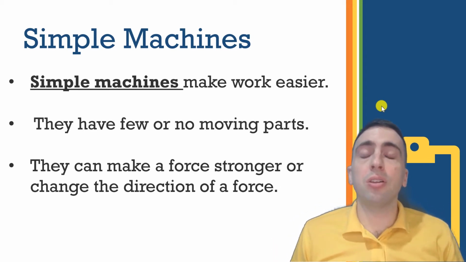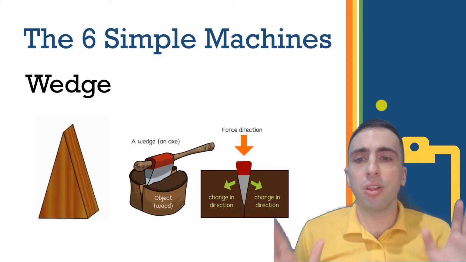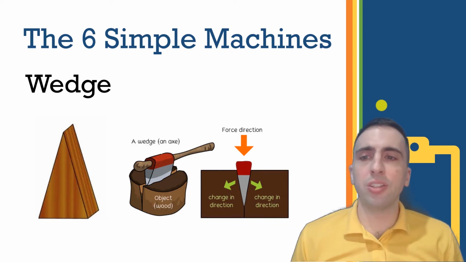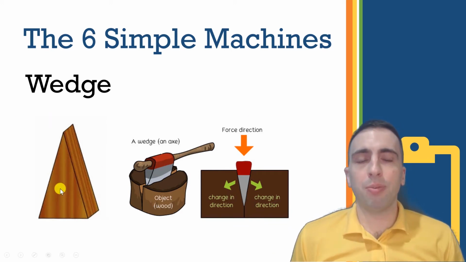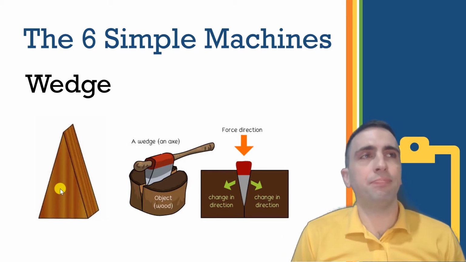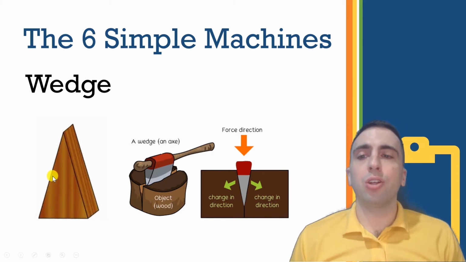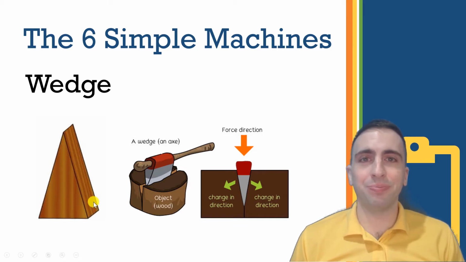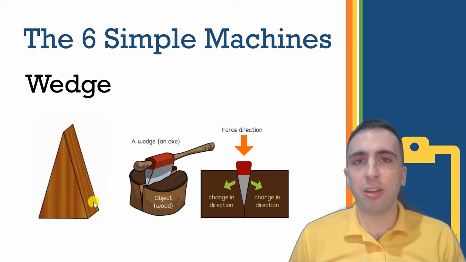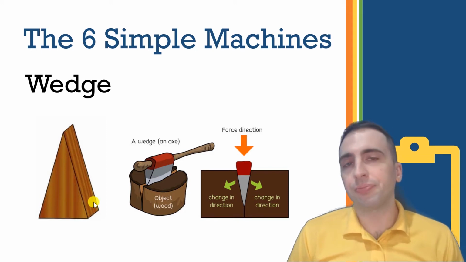Okay, so let's get started looking at the 6 simple machines. First is the wedge. Do you recognize this shape from one of our earlier science lessons? Let me think. It looks to me like a triangular prism. Do you remember the triangular prism from our light lesson? We could shine a light through a triangular prism and a rainbow came out.